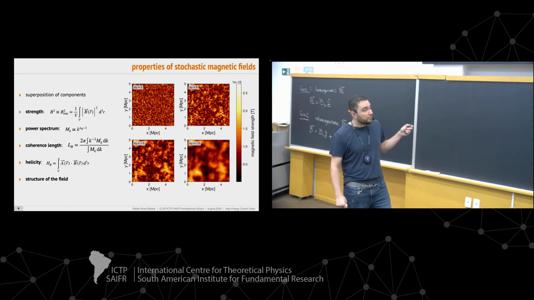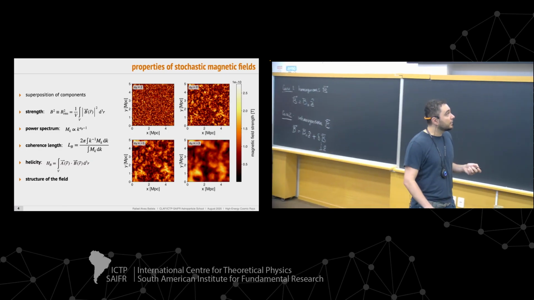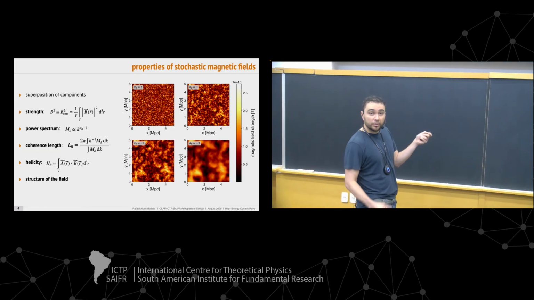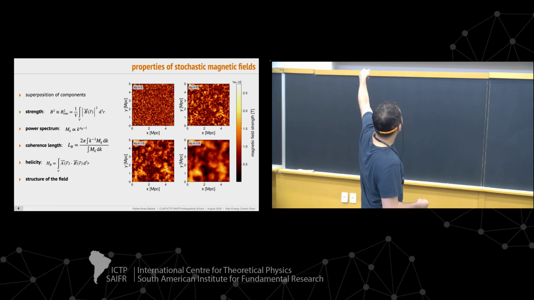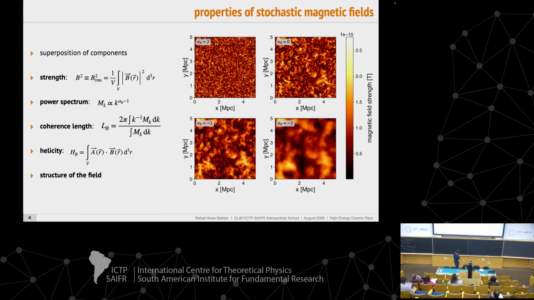So the coherence length of the magnetic field is a very important quantity to characterize what's going on in this magnetic field. There are other things like the helicity. Here it's the magnetic vector potential, A. But this doesn't matter too much for what we are going to do now. And on top of this, this type of thing happens naturally in the universe.